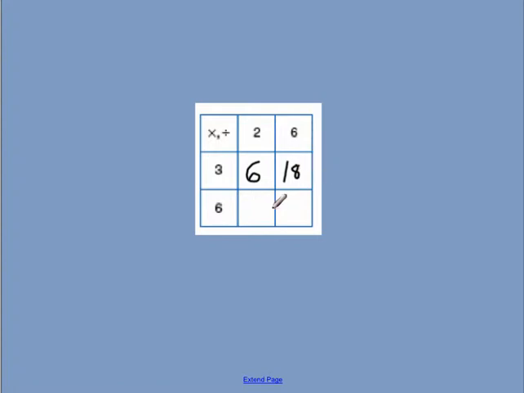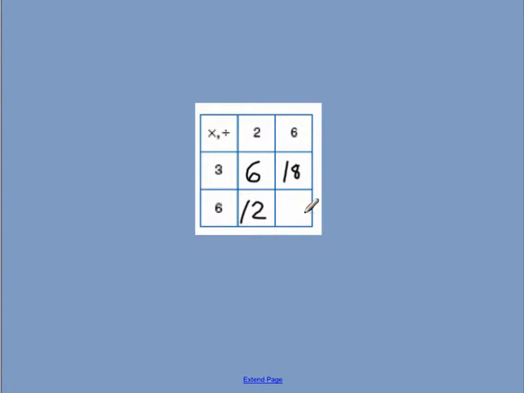Now I'm going to move down to the next set of squares. I want to figure out this answer right here, so I'm going to use this 6 and I'm going to use this 2. Take a minute to think about what that answer would be. 6 times 2. 6 times 2 is 12.